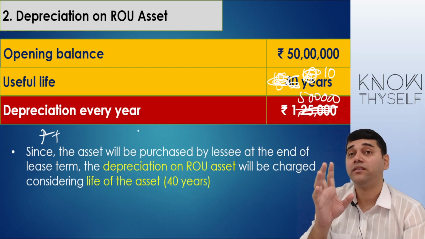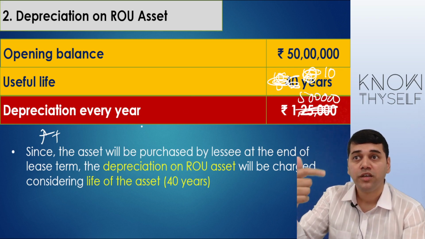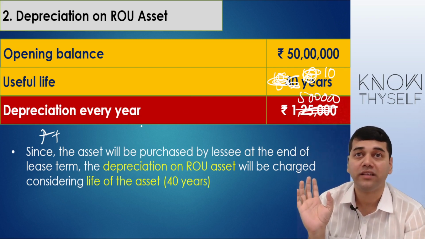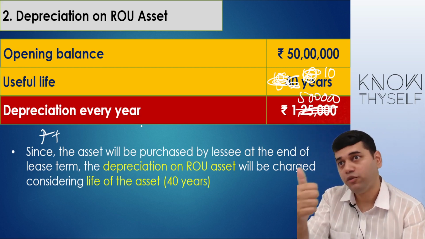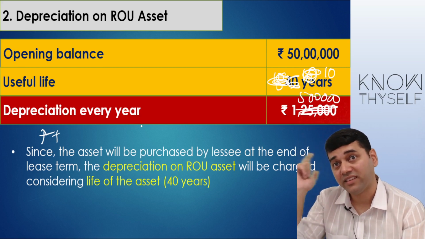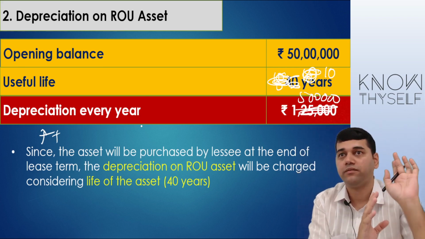10 years. That is when, whichever is earlier. If you don't have a purchase option, if the asset is not compulsorily sold to the lessee. If you have got a purchase option and you are going to exercise it, or if the asset is compulsorily sold, then "whichever is earlier" is not going to come into the picture. It is life. By default, it is life.